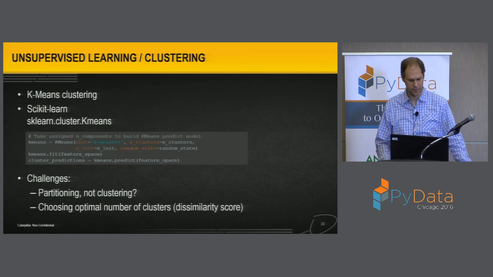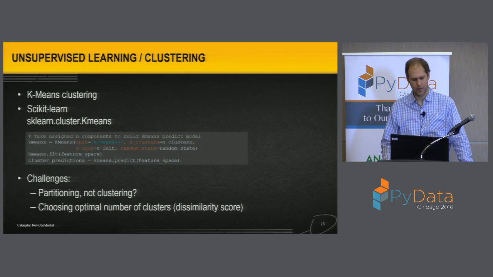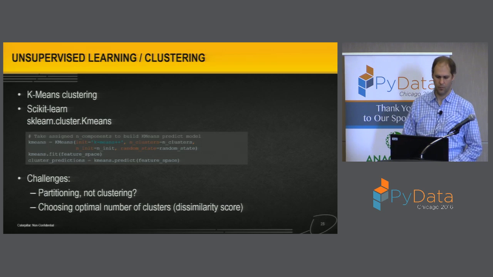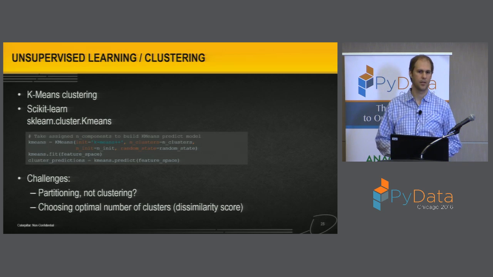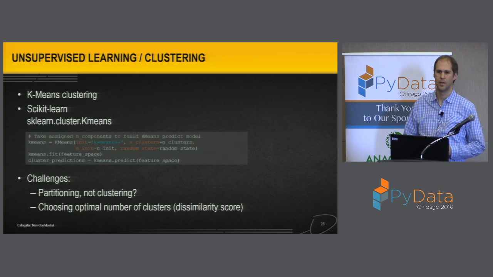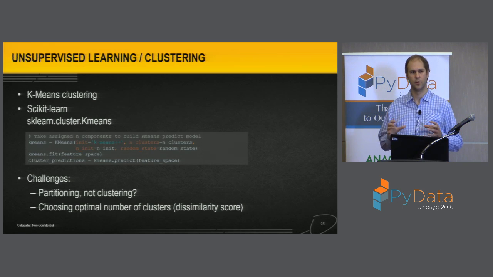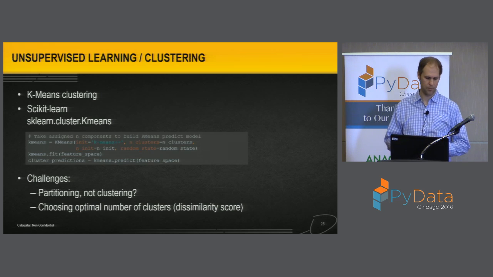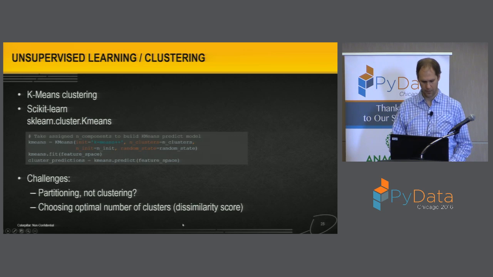K-means clustering. This is another drop-in from the module scikit-learn. You just call k-means and do your fit on it. One challenge I will mention is k-means is really not clustering, even though it's called that. It's partitioning. It takes your data space and it tries to create sort of equal regions of space in the data. So if you really want true clustering, like based on density, you'll look at a different method. And then of course, choosing an optimal number of clusters, that's sort of an art, not a science.